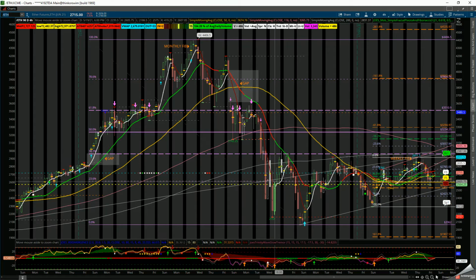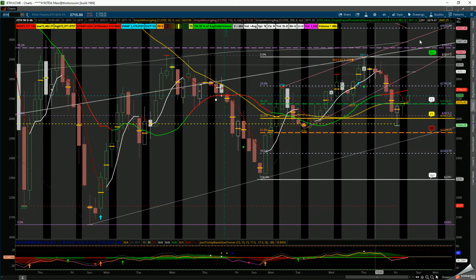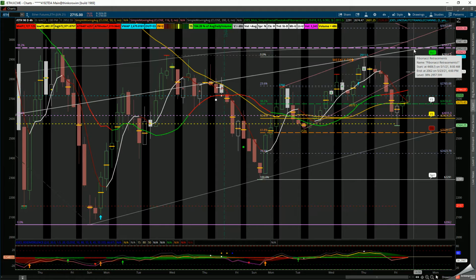If I zoom in a little bit more closely, you can see it, but I did not put a channel here because I don't want to scare. Until we clear that 2,950, 3,000, this is when Ethereum can get some love.